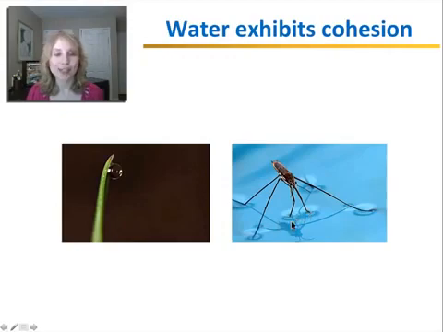You can also see it in this example of the water strider being able to walk on water. Because water molecules have cohesion, it gives the surface of the water surface tension. The surface tension means that the water does not break easily. The surface doesn't break easily, hence this bug can just walk on water.